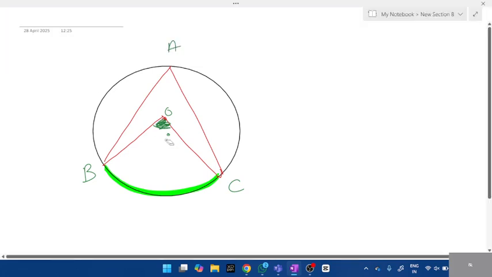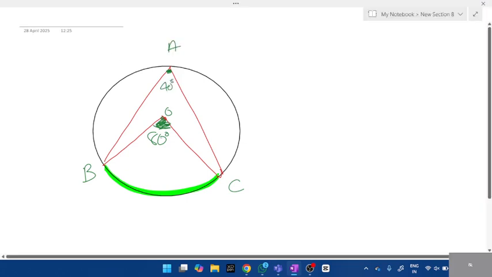Or let me take 80 degrees. 80. If BAC is 80 degrees, what will be the value of B? If BOC is 80, what is the value of BAC? 40 degrees. 40 degrees, right? 40.